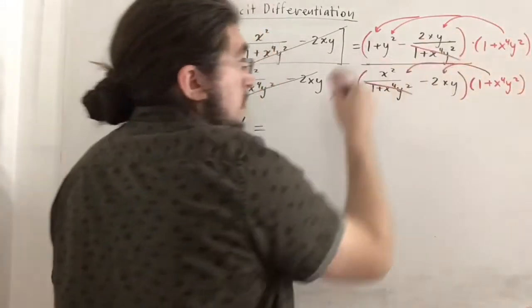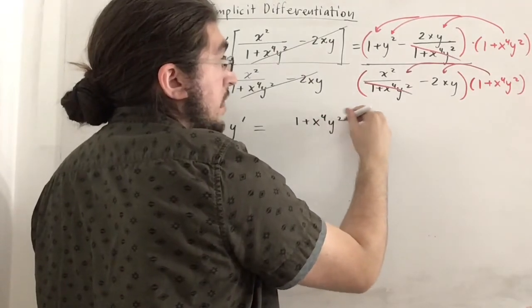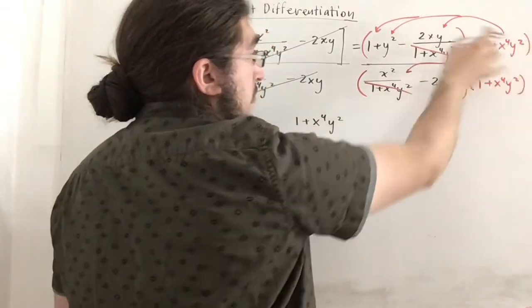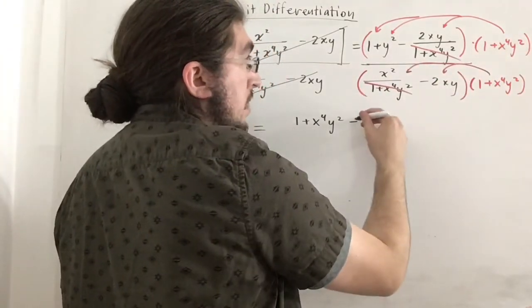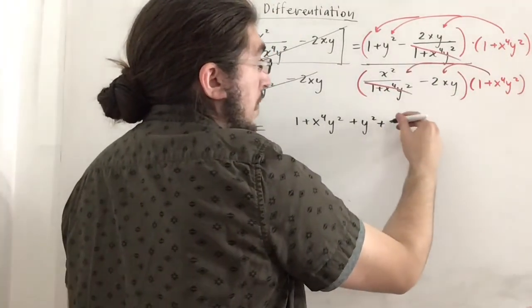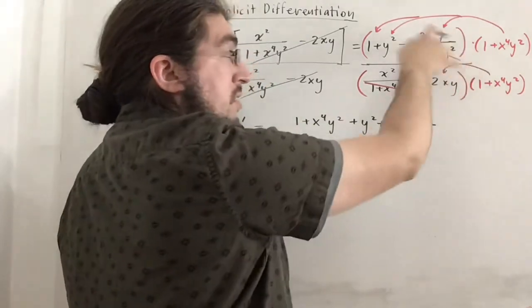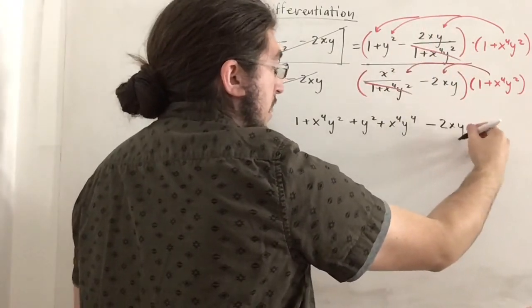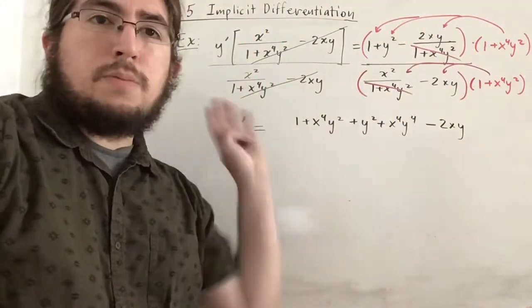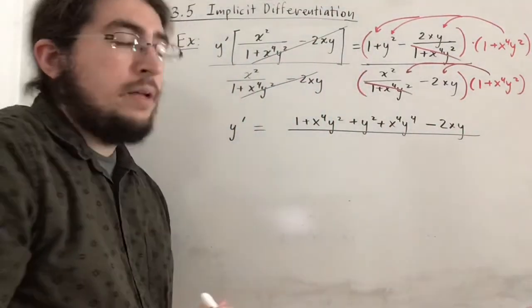So this times 1 in the top is just going to be 1 plus x to the 4th y squared. This times y squared is going to be y squared distributed into each of these, which is kind of funny. So we get plus y squared plus x squared y to the 4th, minus the only thing that survives in the second term here, or I guess the third term really, is 2xy. And notice there's no terms to combine on top, so we're good. So I hope that was okay.